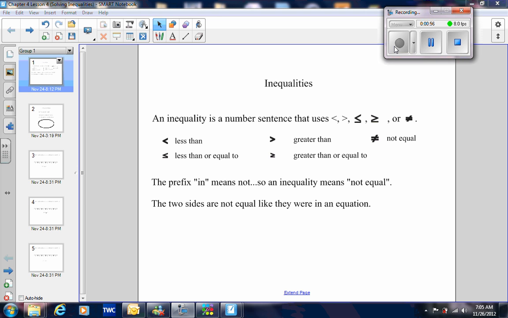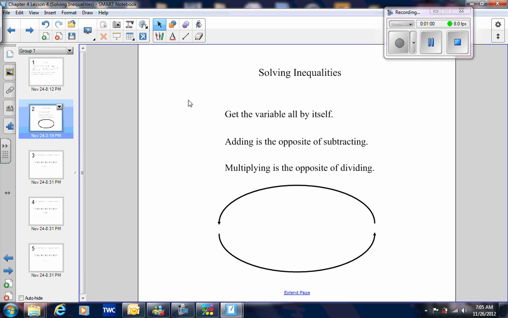However, on the next slide, you'll see that even though they're different things, they actually get solved in the same way. Solving inequalities, I just copied this slide from a previous lesson. Get the variable all by itself. Adding is the opposite of subtracting, and multiplying is the opposite of dividing. So even though these are different than equations in that the two sides are not equal, the way that you solve them is real similar. And we'll see that as we continue to solve some here.